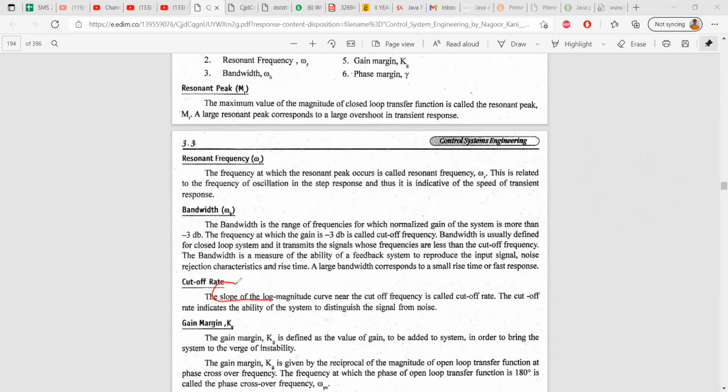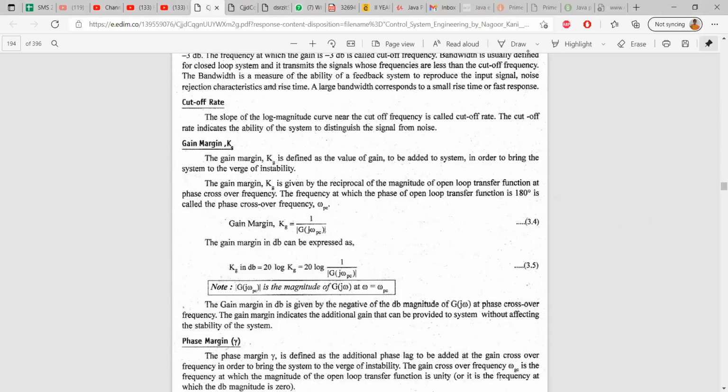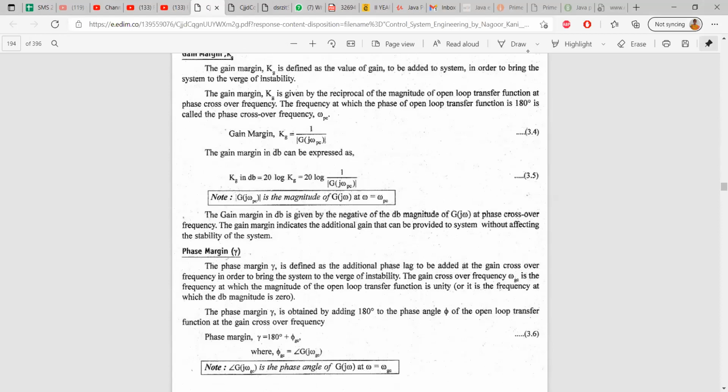Okay, what is the slope of the magnitude curve near the cutoff frequency called? Here the definition is: the slope of the magnitude curve near the cutoff frequency is called cutoff rate. We'll discuss it while drawing the Bode plot. Similarly, we'll discuss gain margin and phase margin while drawing the plots.